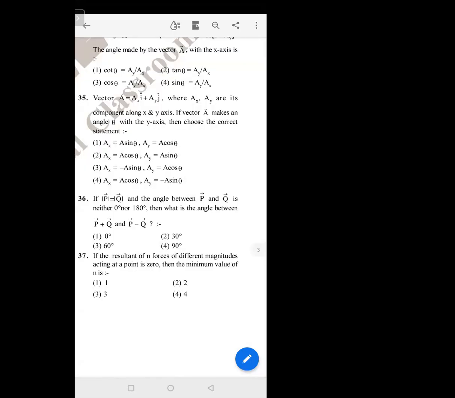Question number 36. If mod P bar is equal to mod Q bar and the angle between P and Q is neither 0 nor 180, then what is the angle between P plus Q and P minus Q?